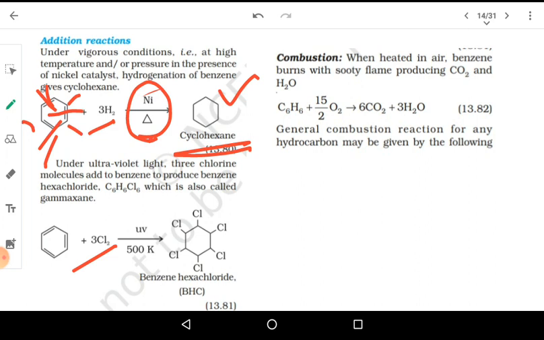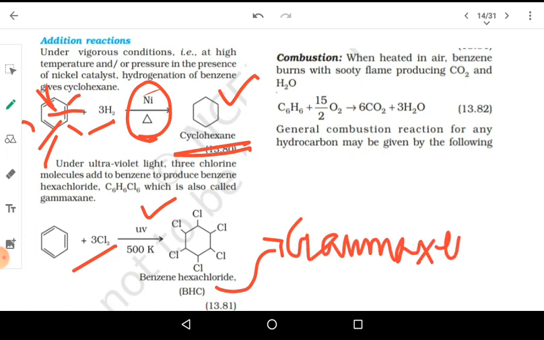The second reaction is where we add a chlorine molecule. We will use UV light, and chlorine gets added at all the 6 positions, breaking all the double bonds, and we get benzene hexachloride, that is BHC, which is commonly known as gammexane. So this is the gammexane molecule, the benzene hexachloride molecule.